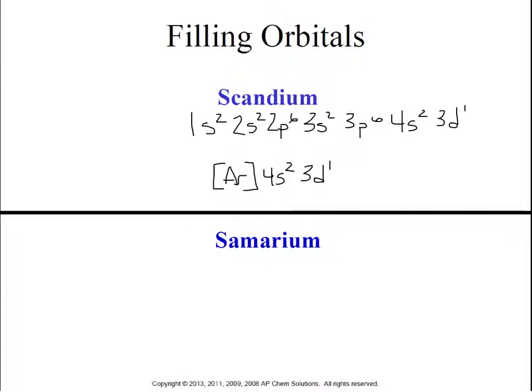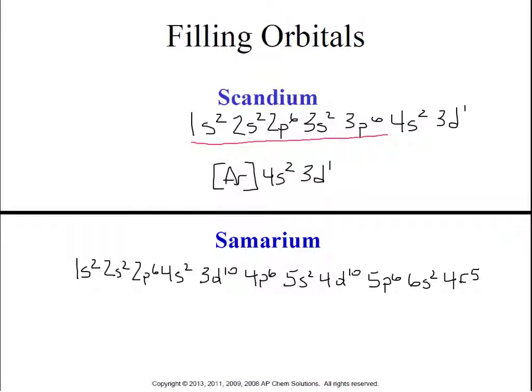Alright, here it is for scandium. So scandium goes all the way up to the 3d level. And if we look at the configuration, the one that fills up the p, or the last one that fills up p, would be 3p6, which would be the electron configuration for argon. And so we can write argon 4s2 3d1.